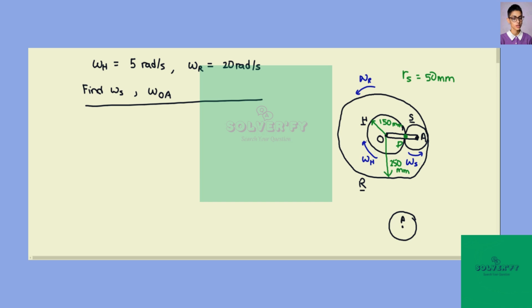Okay, so point O is fixed, so we expect the velocity at point D to be pointing downward, and the velocity over here that is in contact with the ring gear to be pointing upward. Also call this point E. So we have VD and then VE.